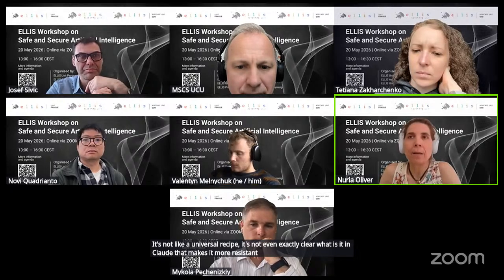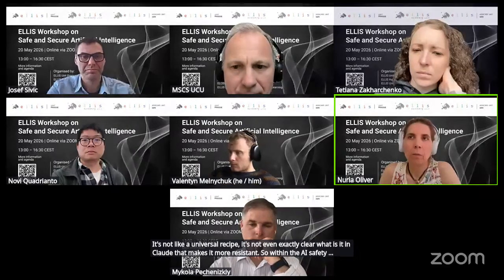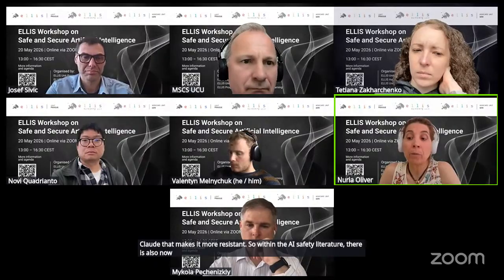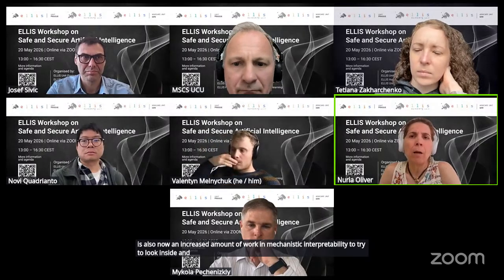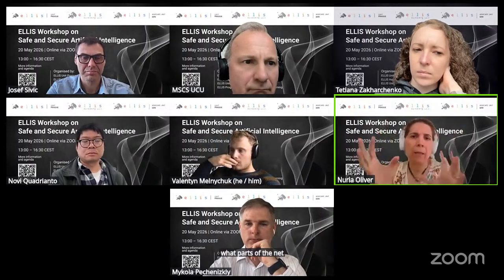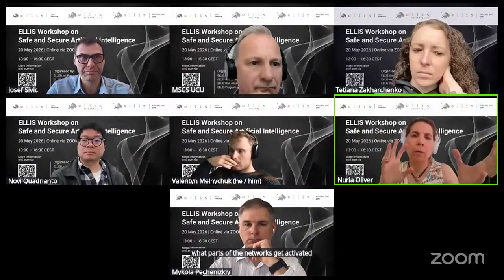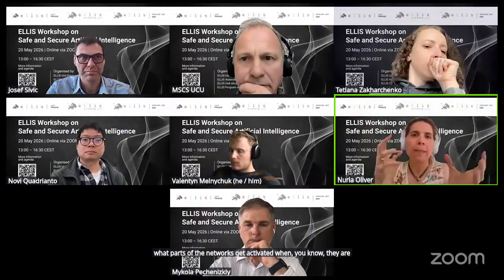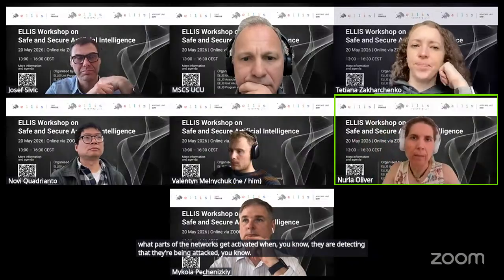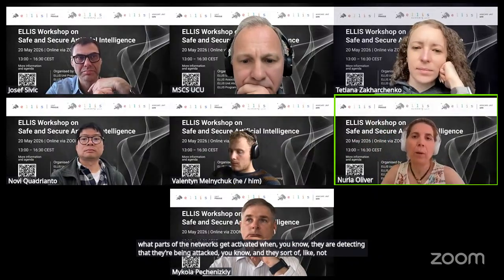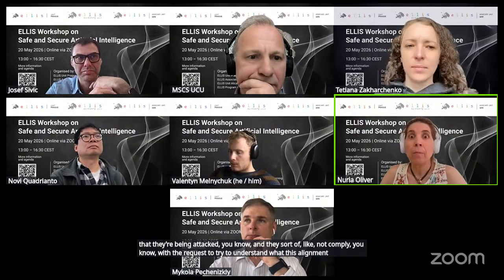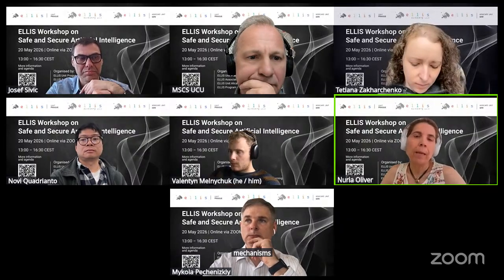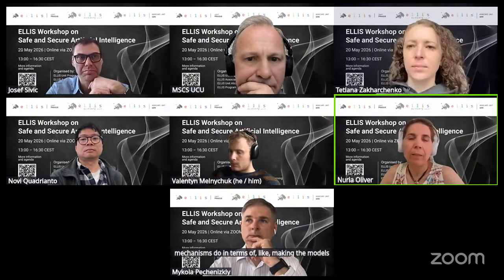Within the AI safety literature, there is also now an increased amount of work in mechanistic interpretability, trying to look inside and understand what parts of the networks get activated when they detect that they're being attacked and do not comply with the request, to understand what these alignment mechanisms do in terms of making the models safer and less easy to jailbreak.